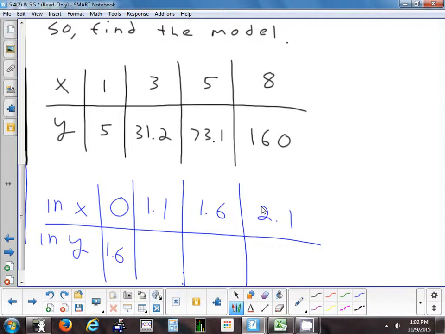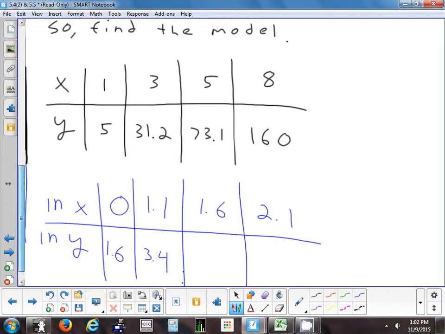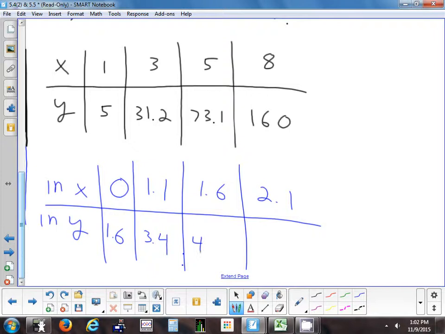All right, ln of 5 I already got for the y's. How about the ln of 31.2? 3 point what? All right, we'll go with 3.4. All right, how about ln of 73.1? 4.3. And the last one, ln of 160. 5.1.